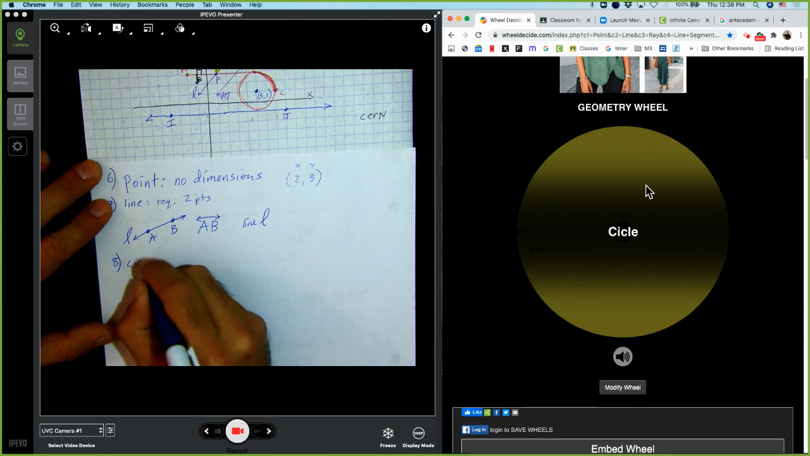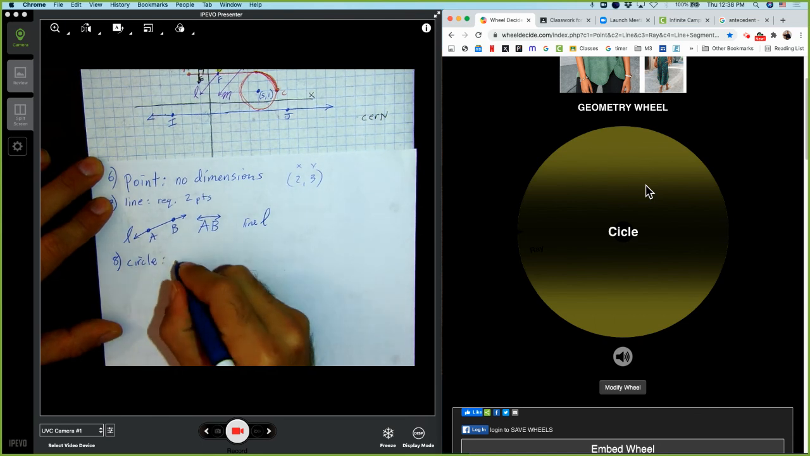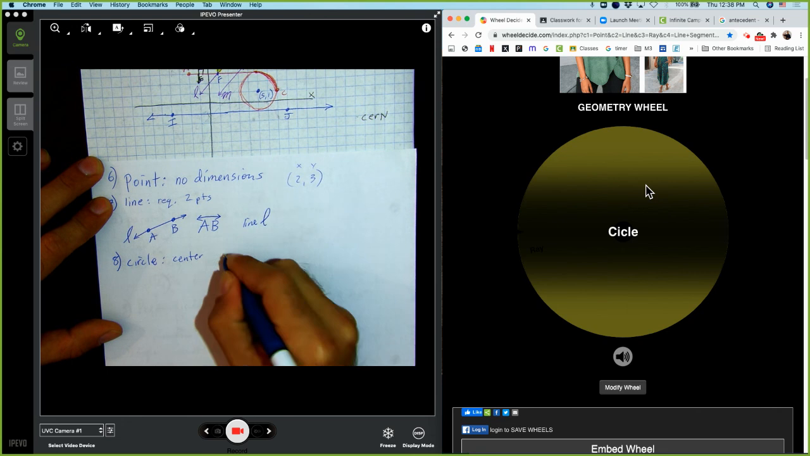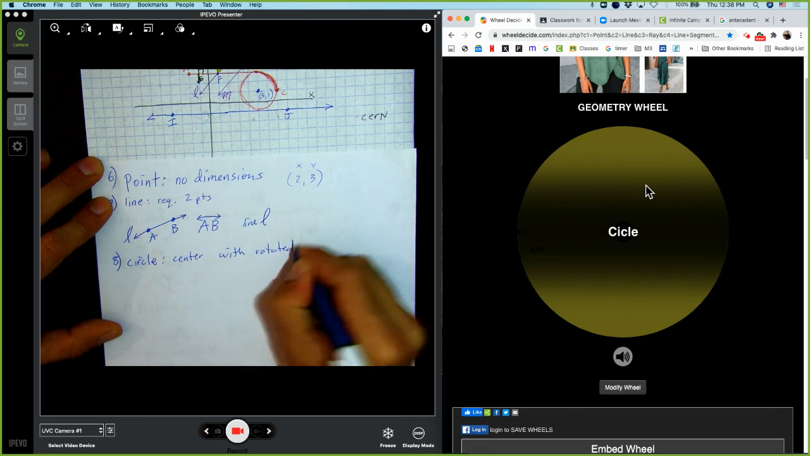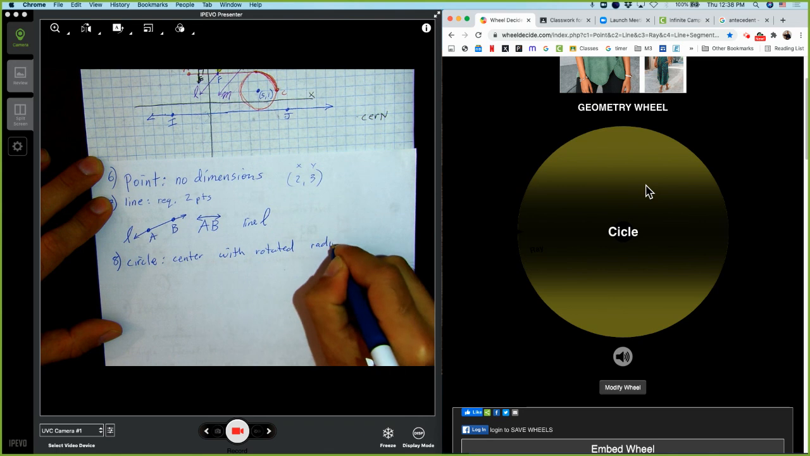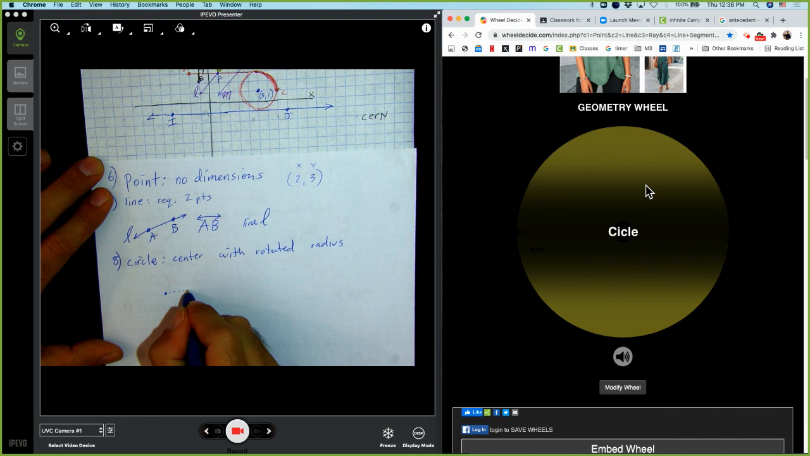A circle, right? A circle is defined by a center with a rotated radius. Okay, so to get a circle, you start with a center. And then if your radius is 1, you're rotating that radius all the way around the circle. If you had a compass, you could do that perfectly.